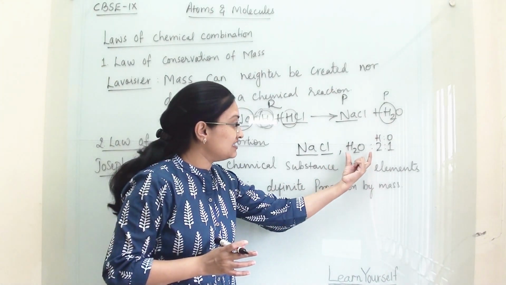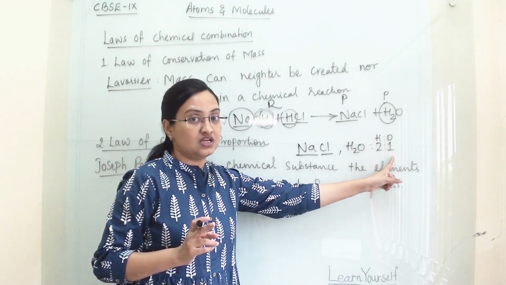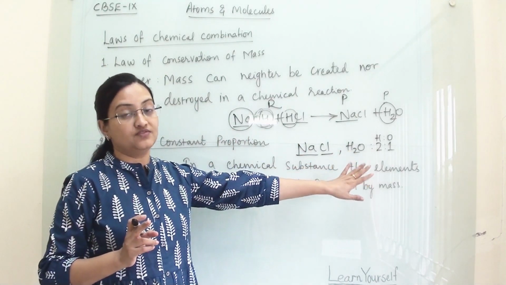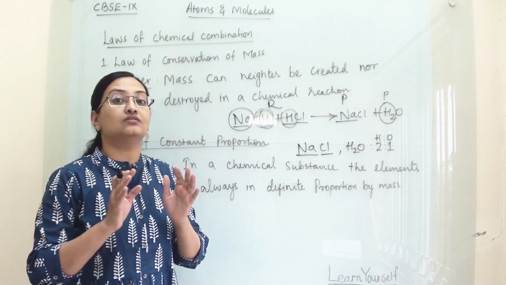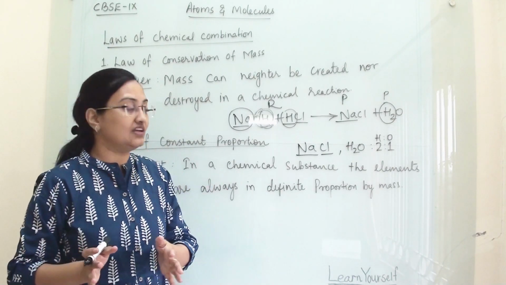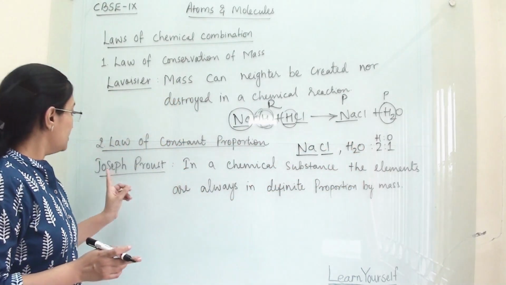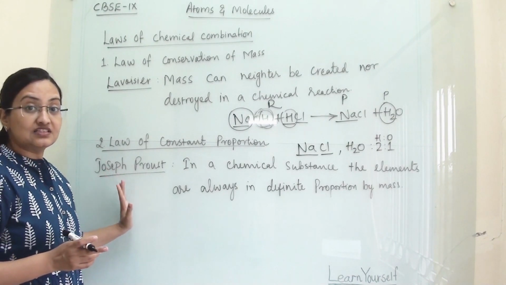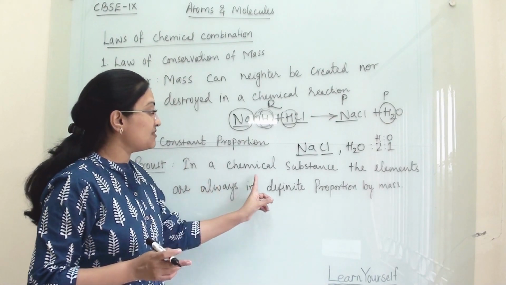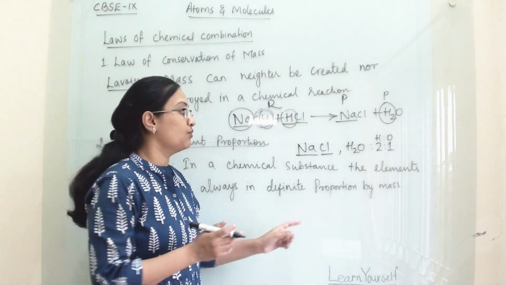In the compound of the water molecule, there are two hydrogens and one oxygen. So this is a fixed composition and fixed proportion of the water molecule. This will not change. Anywhere on the earth, whether you are synthesizing water or it is naturally available, the molecular formula of water will be H2O. Joseph Proust gave this law of constant proportion. He said that in a chemical substance, the elements are always in definite proportion by mass.